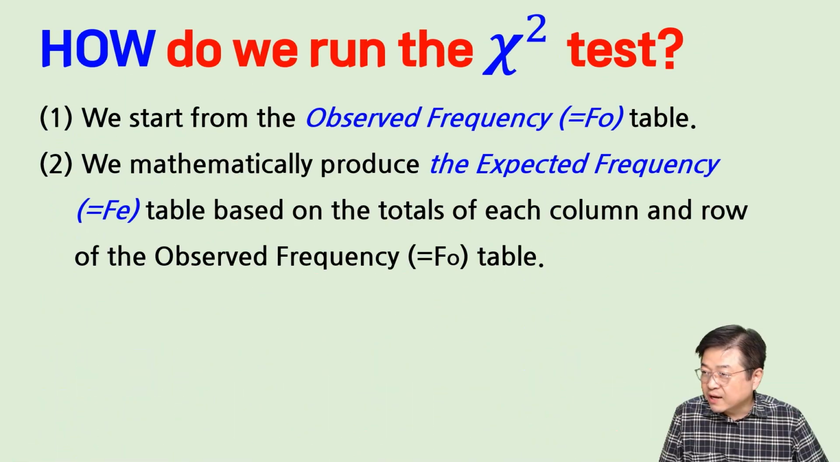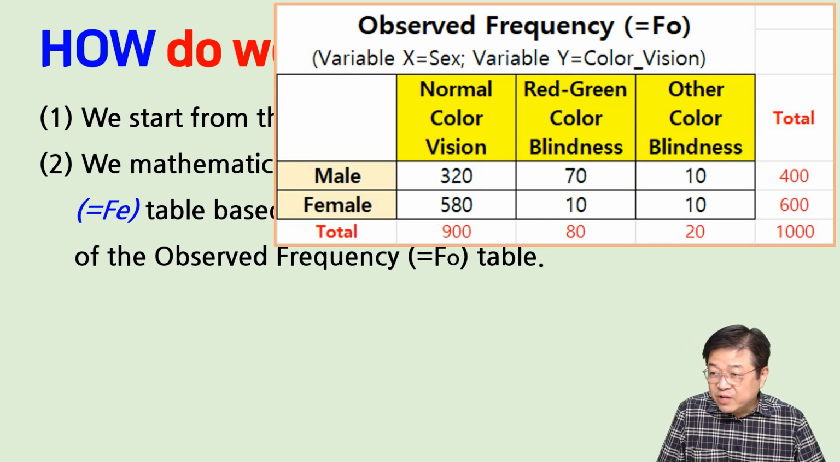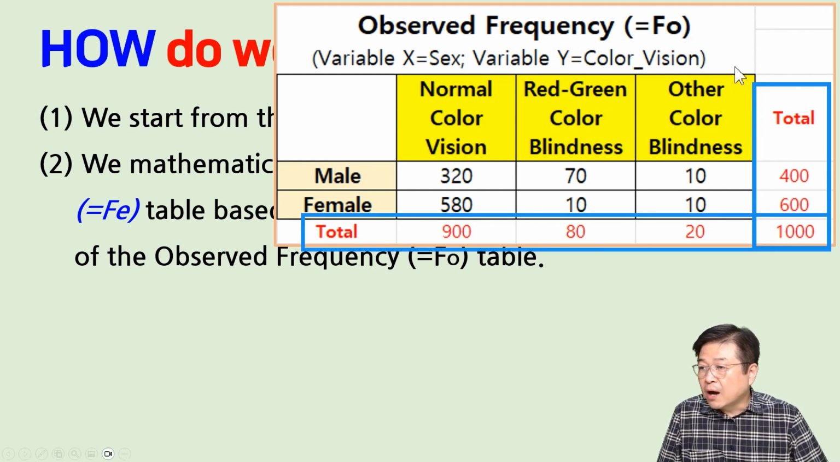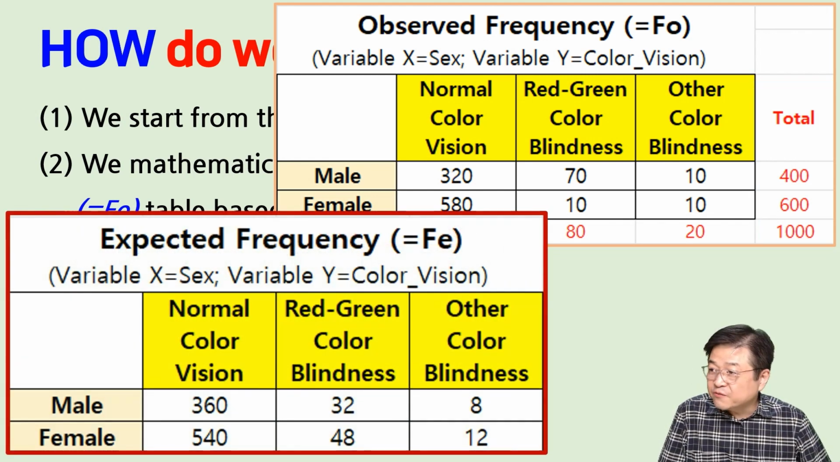Here's the general procedure to run the chi-square test. First, we start from the observed frequency table, which we call FO, and then we mathematically calculate the expected frequency table, which we call FE, based on the totals of each column and row of the observed frequency table. Let's look at the example. This is the same observed frequency table as in the previous slide, but this table also shows you the total numbers of each column and row in the margins of the table, and these total numbers are called marginal frequencies simply because they appear on the margins of the table. From these marginal numbers, we mathematically calculate expected frequency values like this. Expected frequency values are the numbers we expect to obtain simply by chance or by logic.